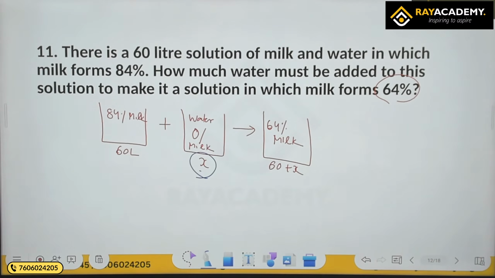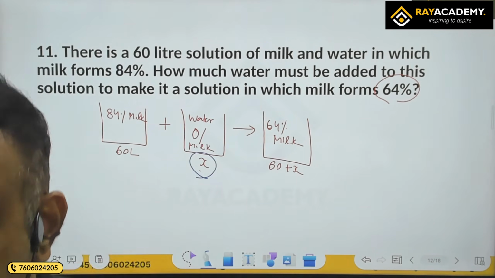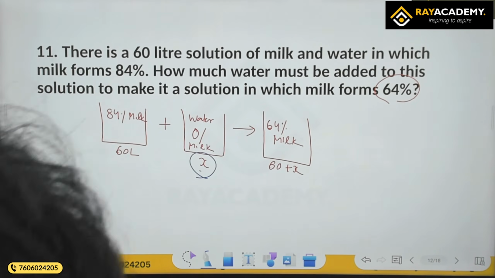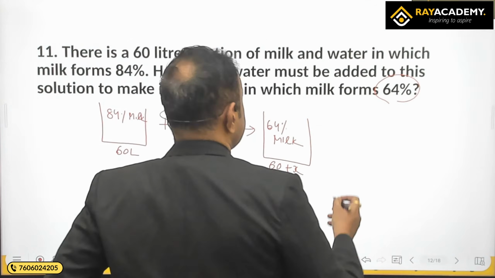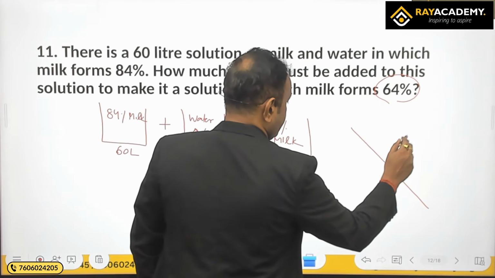There was a 60-liter milk and water solution with a concentration of 84%. When that is mixed with pure water, they are asking for the quantity. Pure water means the milk concentration is 0, as there is no milk content in it. Then the total becomes 64% milk, the new mixture. We can do this question by the alligation method very easily.